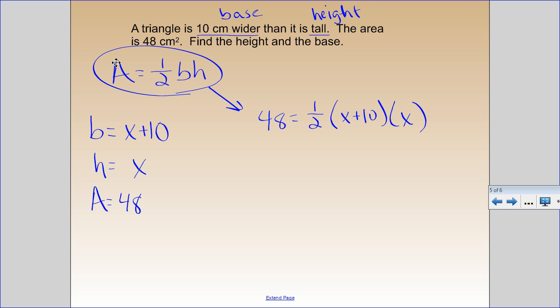Now we have an ugly little fraction here that we want to get rid of, and since we have an equation, we can multiply both sides by 2 over 1, or just by 2, to clear the fraction. When I multiply on the right side of the equal sign, they cancel, and on the left side, I'm going to double 48 to get 96. Make sure whatever you multiply on the left side, you do on the right side of the equation. Now I multiply and set equal to 0.